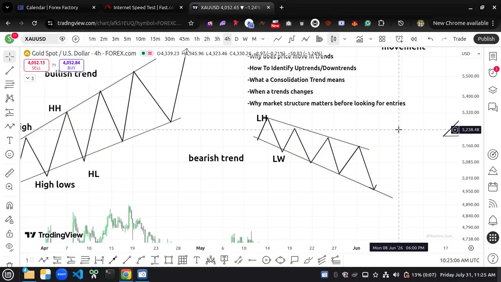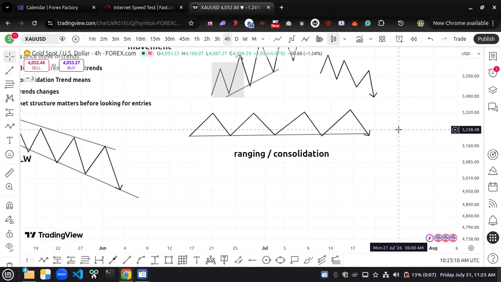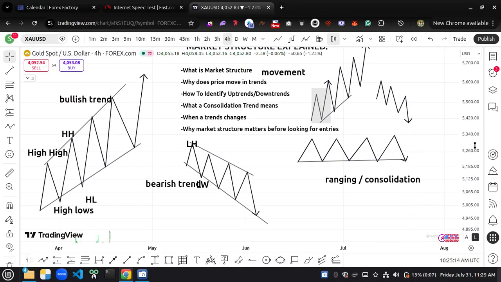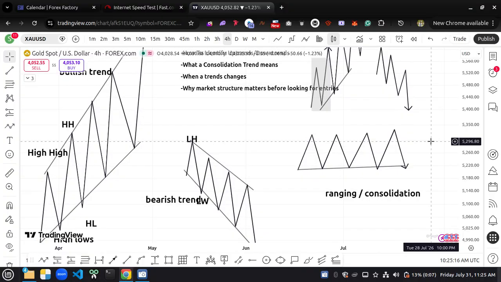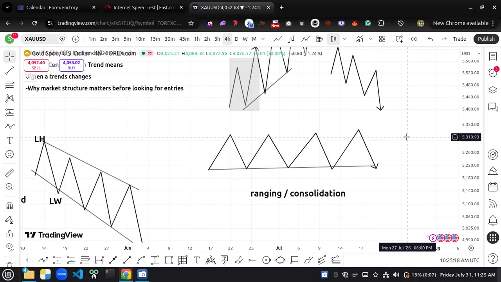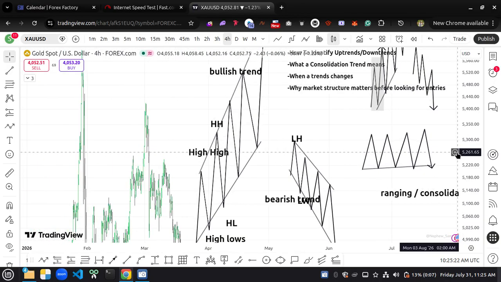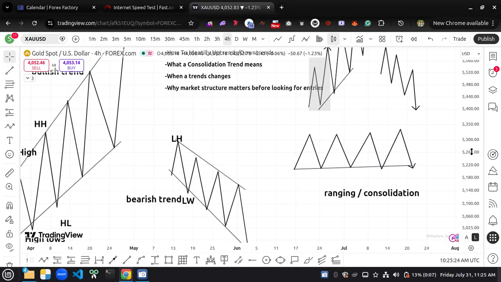Do you get? And also, it seems as though I've been sidelining the consolidation market. It's not to be sidelined, because sometimes the consolidation market just tells you where liquidity is being formed. We'll get to liquidity in other lessons. Liquidity means money, where money is being accumulated.